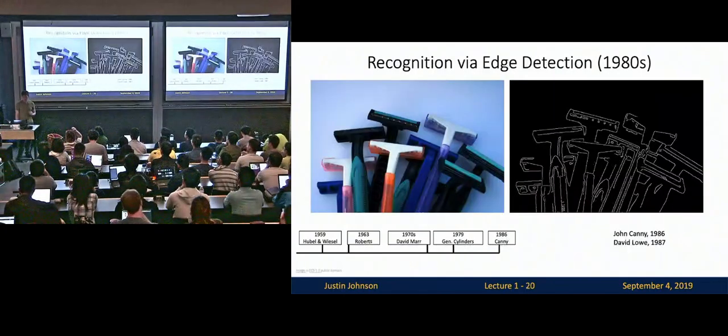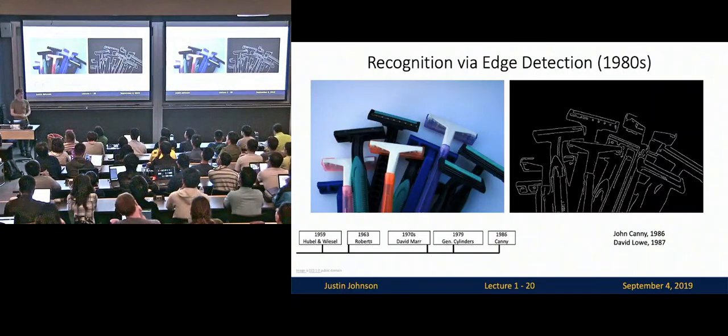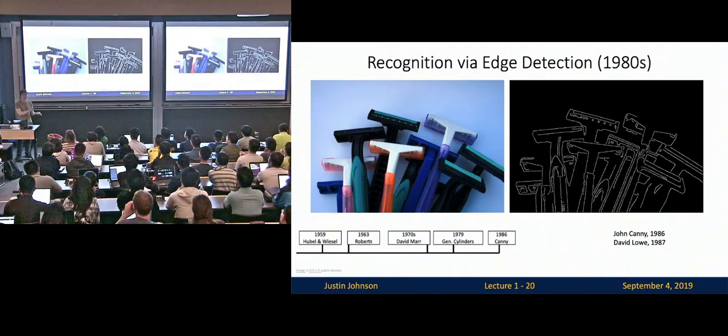And as we move into the 80s, people had much more access to better digital cameras and more and more computational power, and people began to work on slightly more realistic images. So one kind of theme in the 80s was trying to recognize objects in images via edge detection. I told you that edges were going to be super influential throughout the history of computer vision. So there was a very famous paper from John Canny in 1986 that proposed a very robust algorithm for detecting edges in images. And then David Lowe, the next year in 1987, proposed some mechanism for recognizing objects in images by matching their edges.